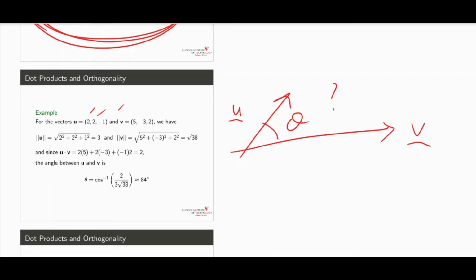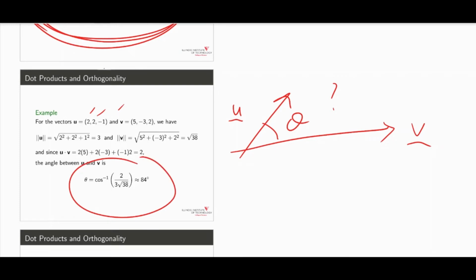Now, for example, computationally, if you have this vector u and this vector v, let's compute the magnitude. The magnitude of vector u is like this. The magnitude of vector v is like this. You take the u dot v, which turns out to be this, and you can now use this to compute the angle between those two vectors. It's very difficult to just look at u, which is 2, 2, negative 1, and v, which is 5, negative 3, 2, and see what the angle between them is. Well, the angle between them is given by this. It's roughly 84 degrees.